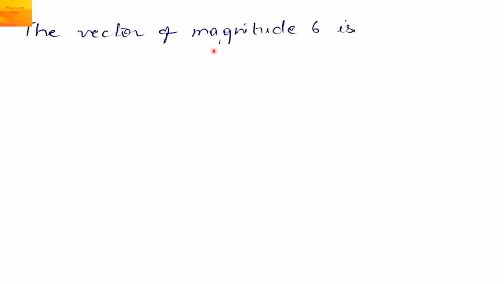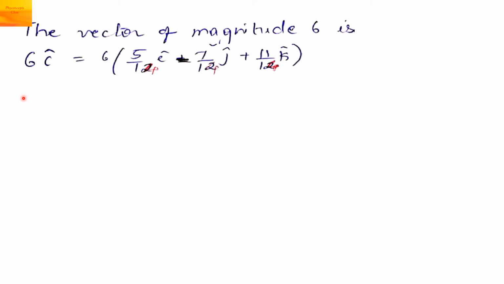The vector of magnitude 6 will be 6 into c cap. So we will multiply the vector c cap with 6, and that will be 15 by 7 i cap minus 3 by 7 j cap plus 33 upon 7 k cap. This is minus 3 j cap.